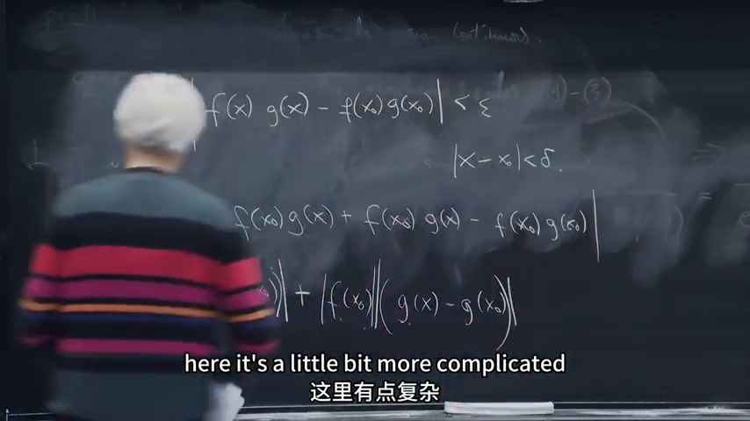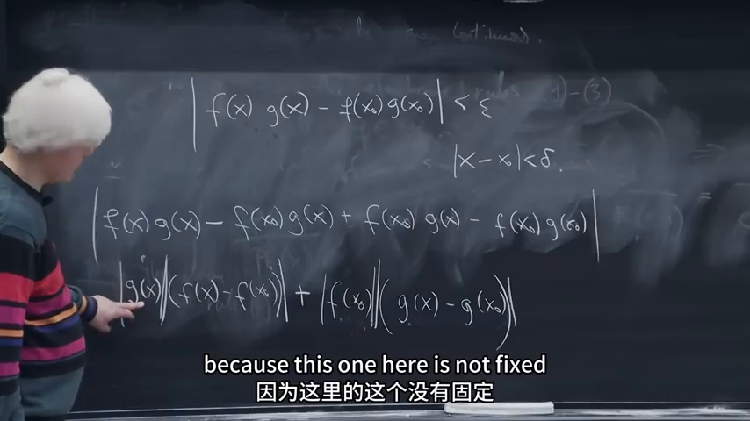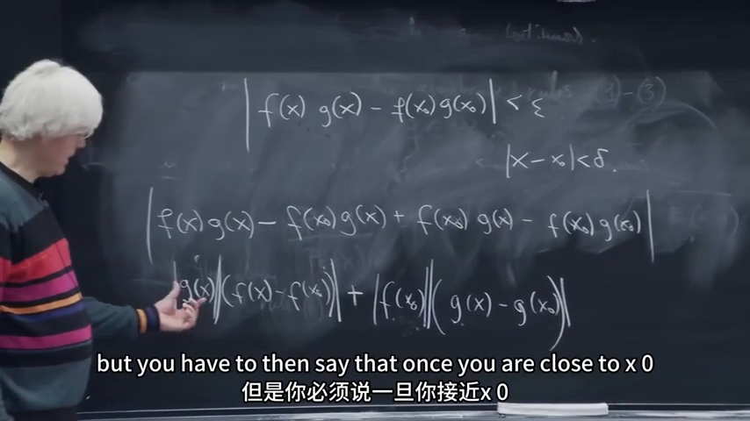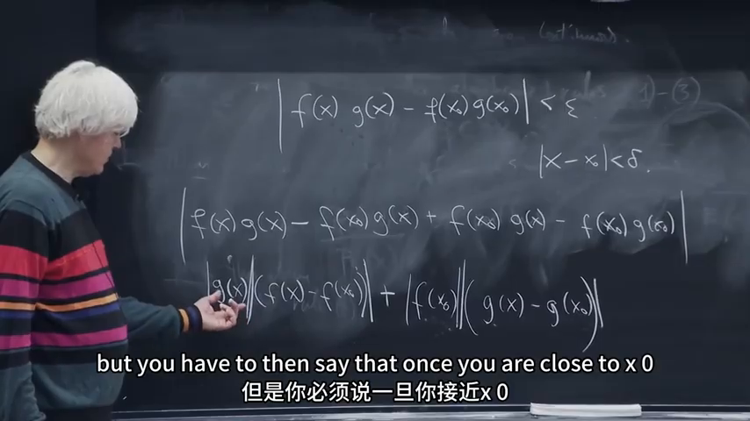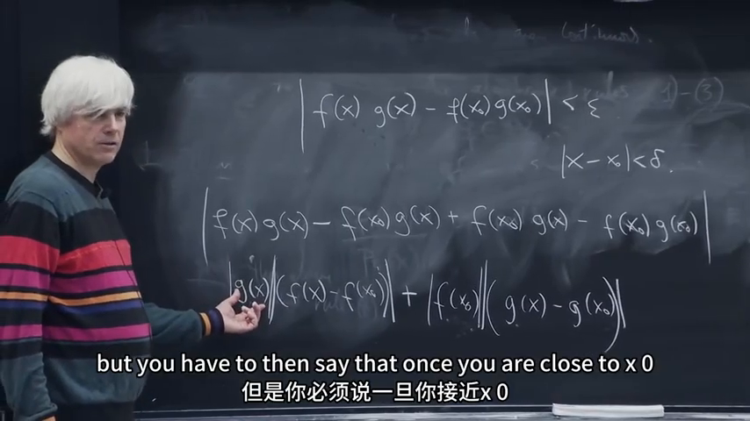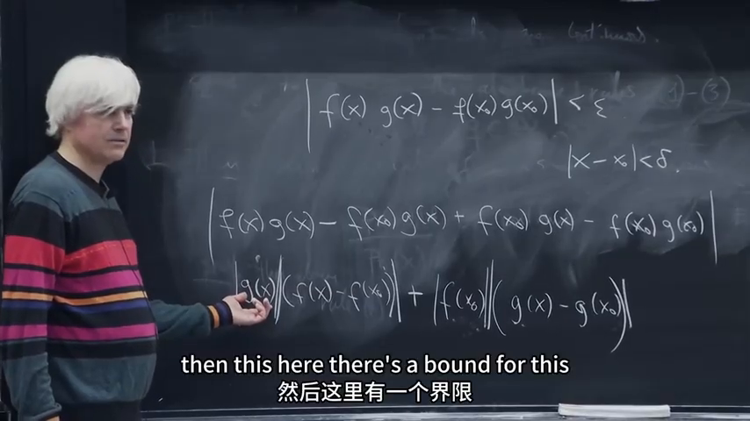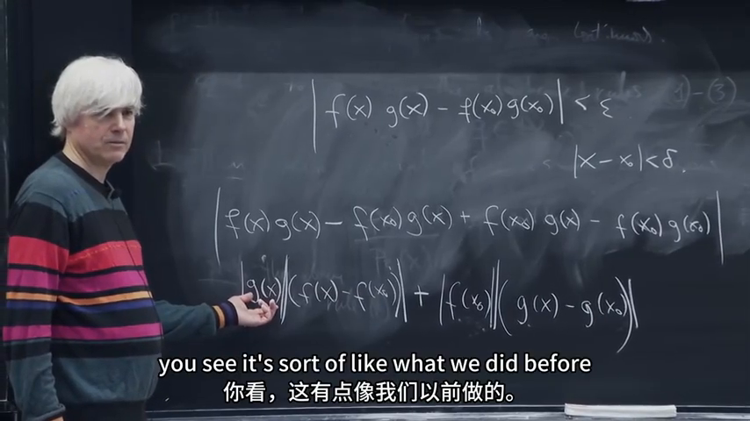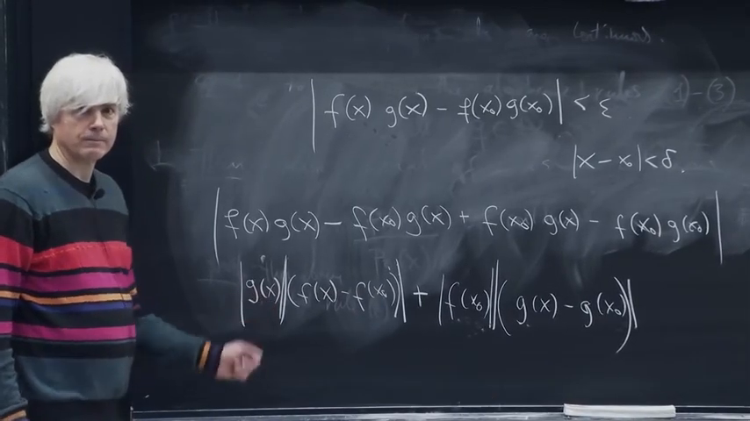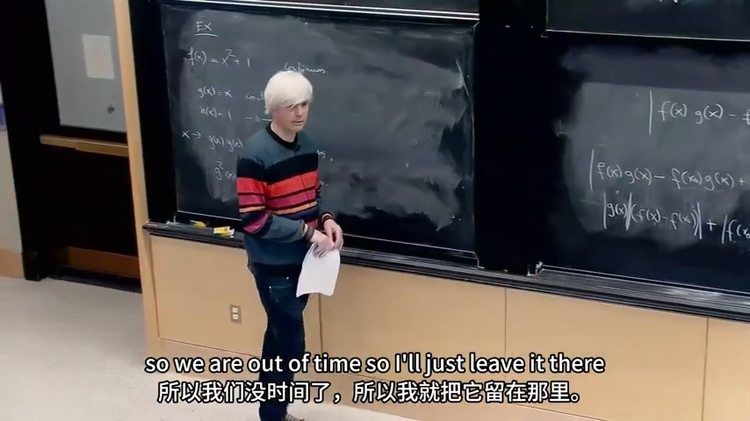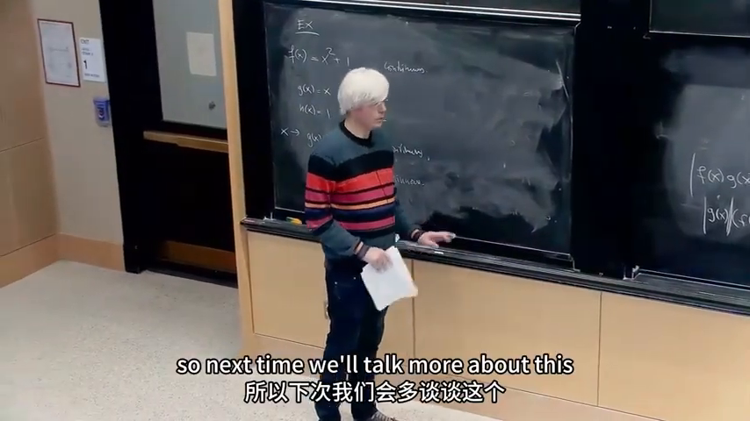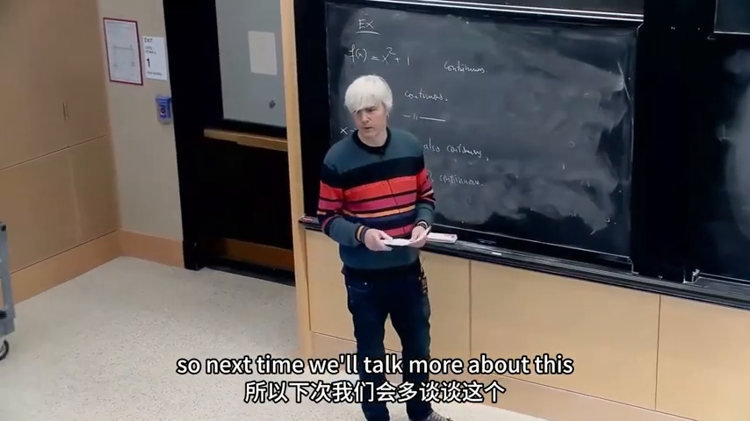Here it's a little bit more complicated because this one here is not fixed, right? But you have to then say that once you are close to x0, there's a bound for this. You see, it's sort of like what we did before. Right? So we are out of time, so I'll just leave it there. Next time we'll talk more about this with the exponential function.